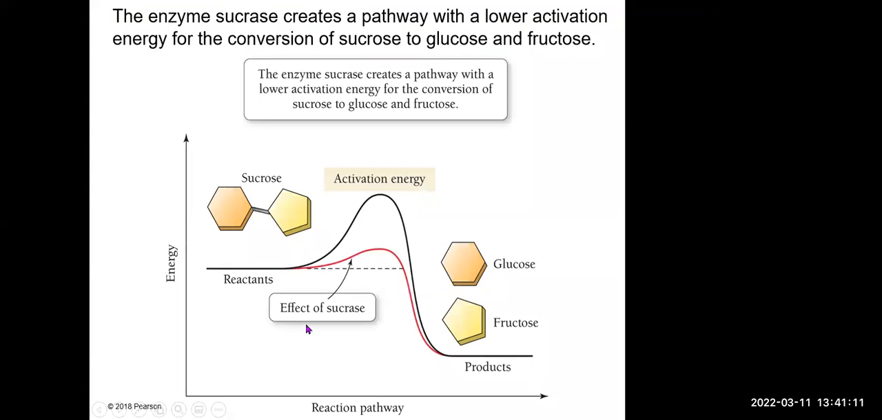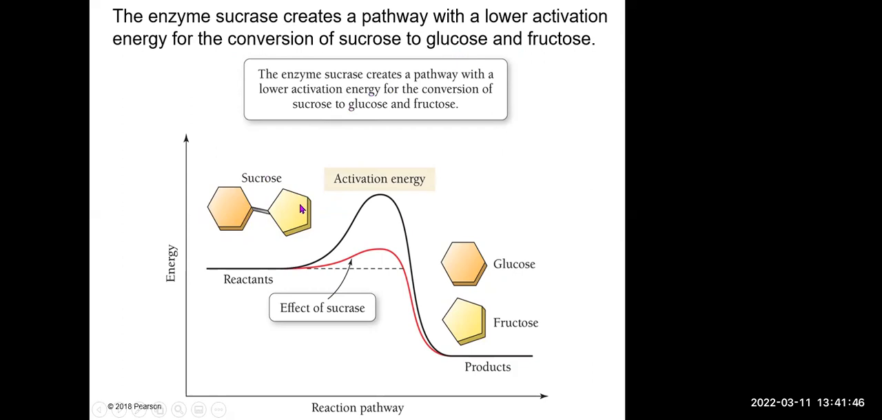And here is the energy diagram. Let's see for some of those chemical reactions that use enzymes. So the enzyme sucrase creates a pathway with lower activation energy for the conversion of sucrose to glucose and fructose. So here's a picture of the sucrose. Glucose is a six-atom ring here. Fructose is a 5-atom ring here.